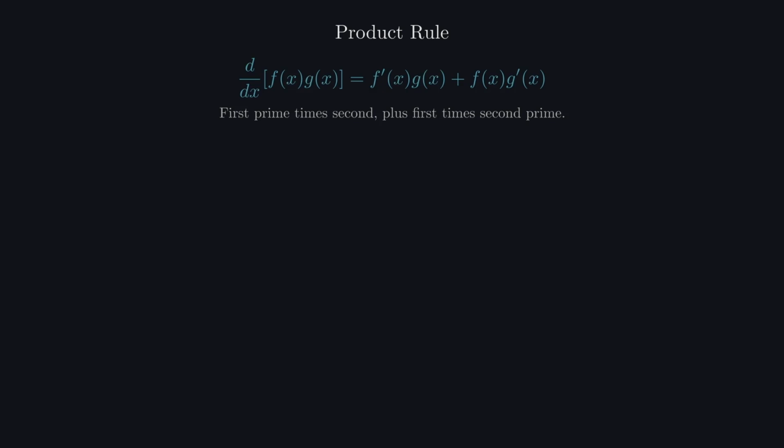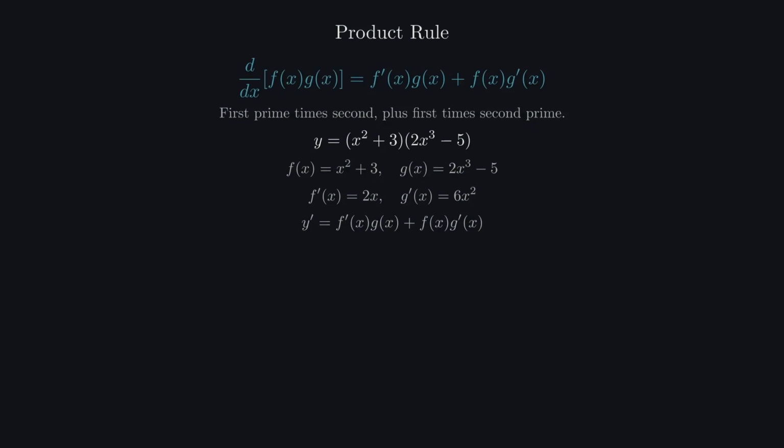Let's take the example y equals bracket x squared plus 3 close the bracket multiplied by bracket 2x to the power of 3 minus 5 close bracket. Here we choose f of x equals x squared plus 3 and g of x equals 2x cubed minus 5. Then f prime of x equals 2x and g prime of x equals 6x squared.